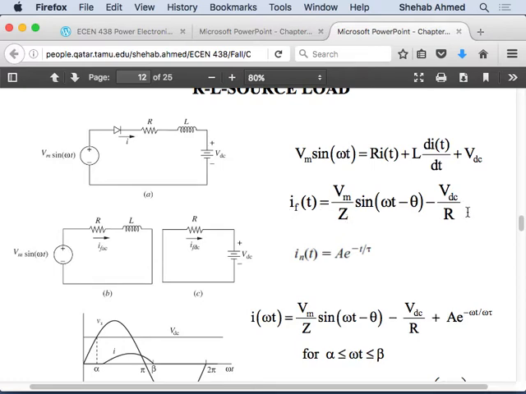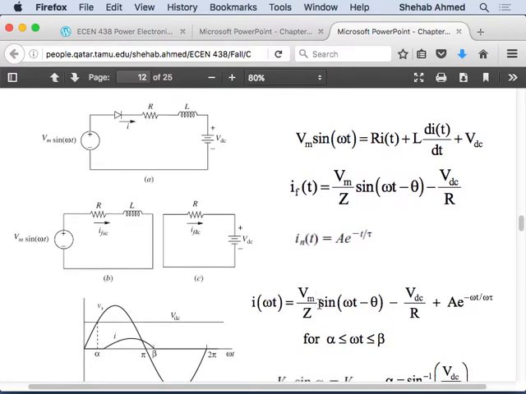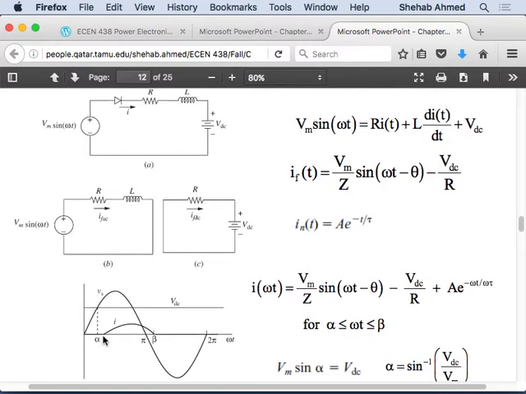Right? So same thing. I have a forced response and a natural response. The natural response is always A e to the minus t over tau, since it's a first order differential equation, Ri plus L di by dt. And then the full current is the sum of the two, the forced response plus the natural response. When is this valid? From alpha to beta. Where is alpha?